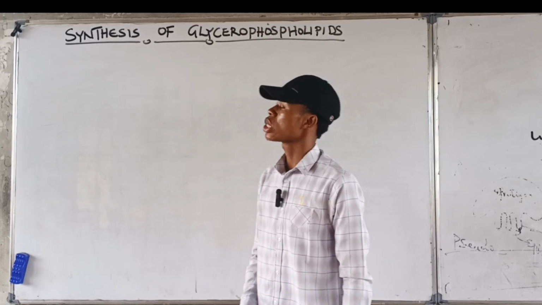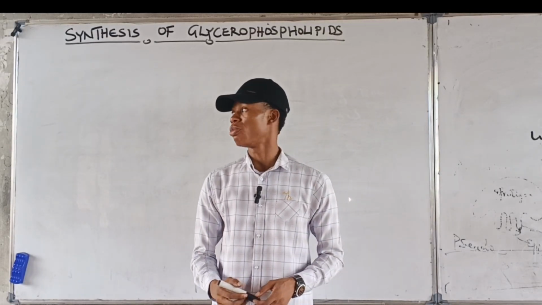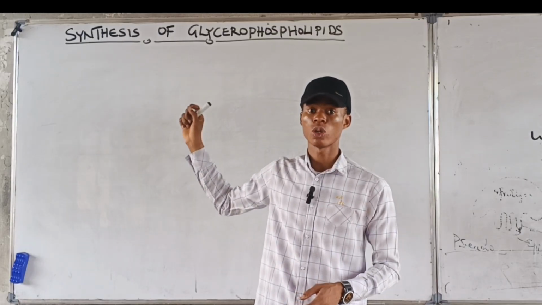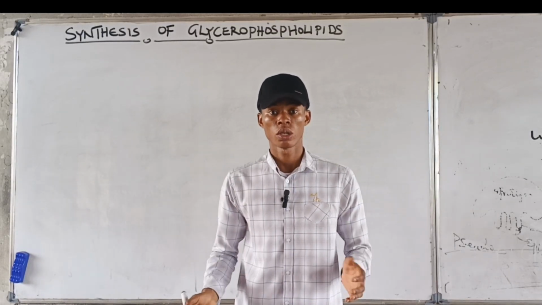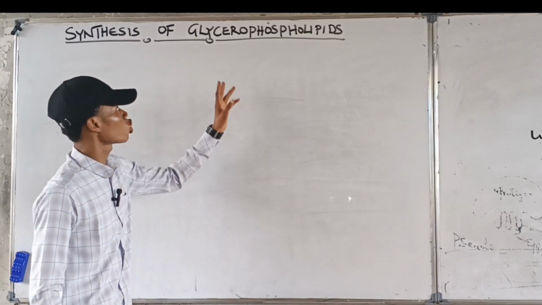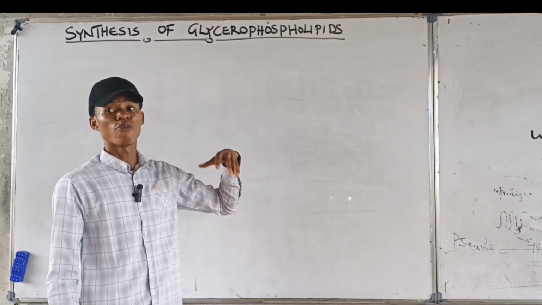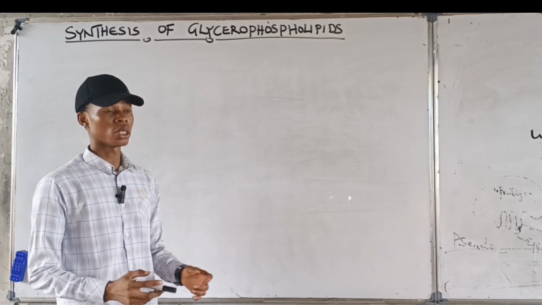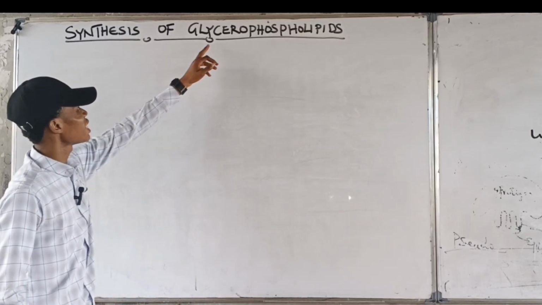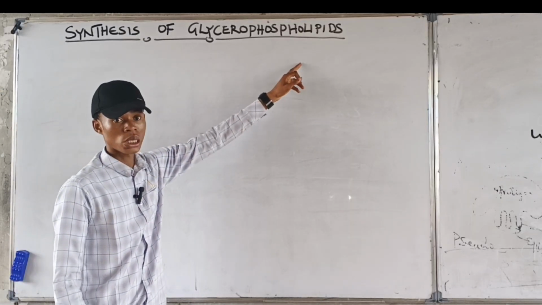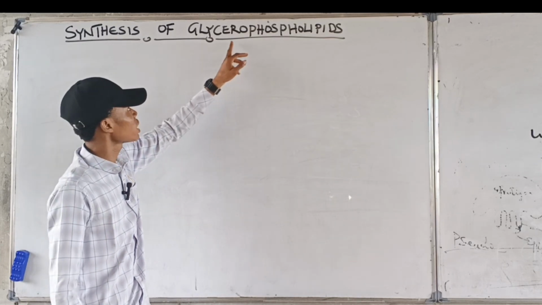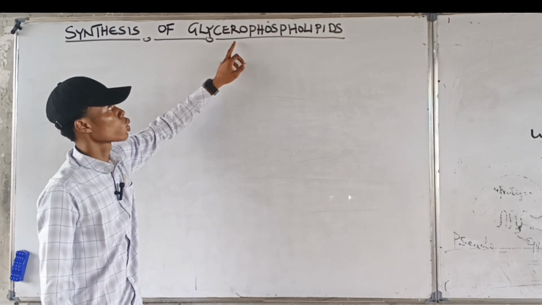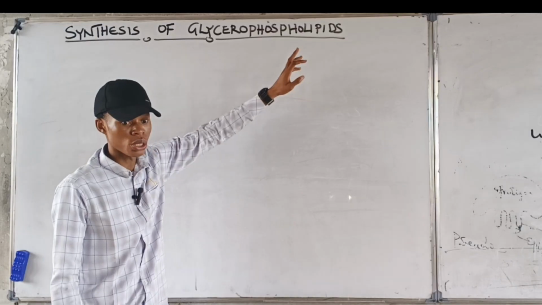Glycerophospholipids. Synthesis of glycerophospholipids. Now, before we synthesize the glycerophospholipids, first things first, you cannot synthesize what you don't know. So I would like us to look at the structure of glycerophospholipid before we synthesize it. Glycerophospholipid simply means the alcohol present in this phospholipid is glycerol. That is why it is called glycerophospholipid.